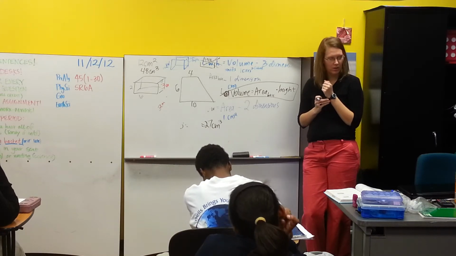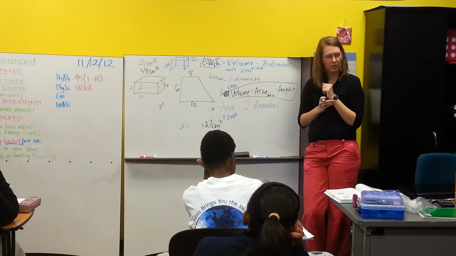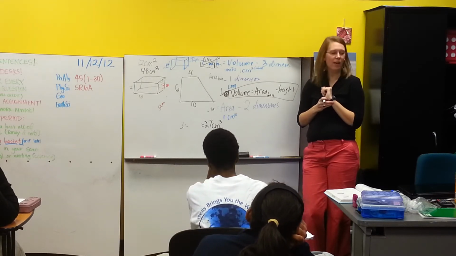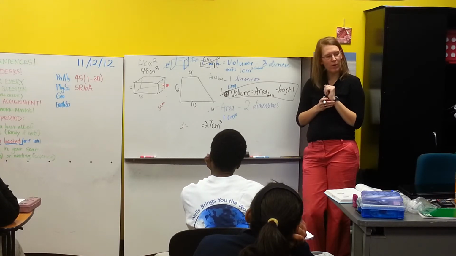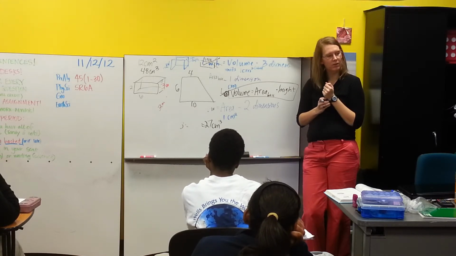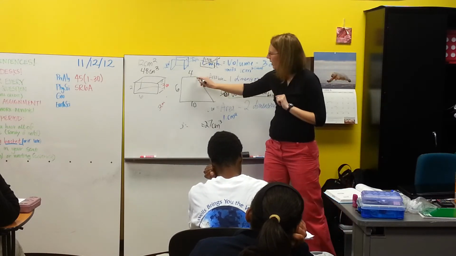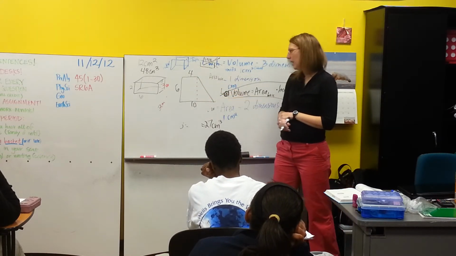A square? A square? Be careful with our words. Okay, I don't see a square. So we might call that what instead? It's not a square, it's a rectangle. Alright, so we've got a rectangle and a triangle.